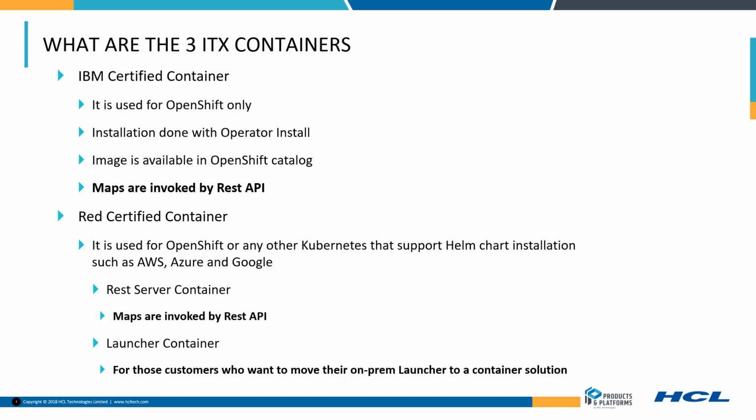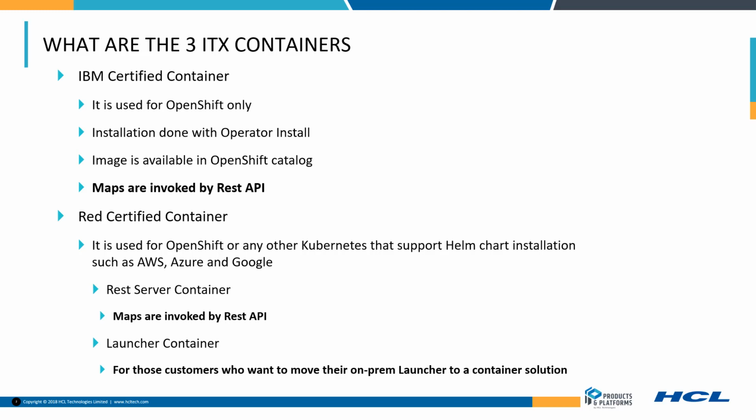The second one is the Red Hat certified container, and there are two of them. The definition of Red Hat certified is we have scanned the container code using Red Hat scan to make sure it meets all the requirements. They are both installed with HELM. Any Kubernetes that support HELM3 chart can be used. For example, AWS, Azure, or Google Cloud may have their own Kubernetes service.